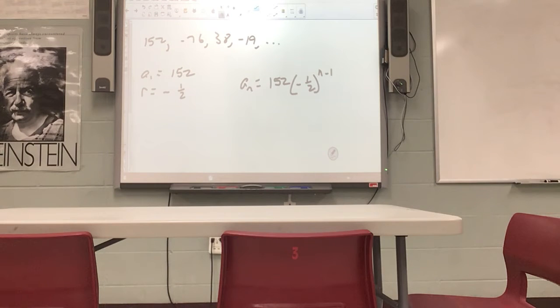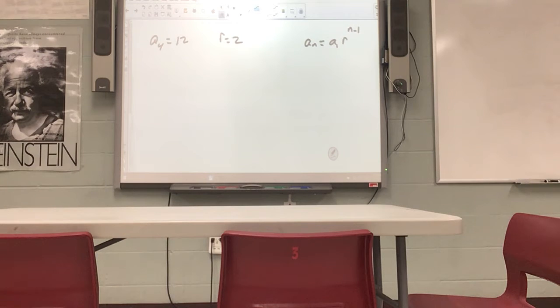So let's do one now where I give you a base 4 is equal to 12, and an R is 2. I'm going to write my formula over here just so I don't forget it. What we don't have in this one is an A base 1. We don't have our first term. So we're going to do the same thing that we did with the arithmetic formula. We're going to plug in what we have to solve for our first term.